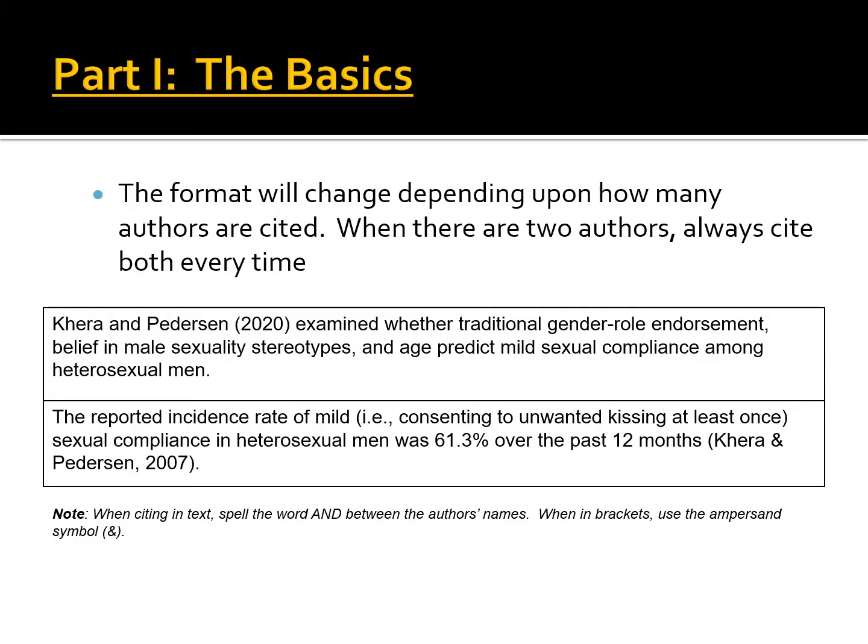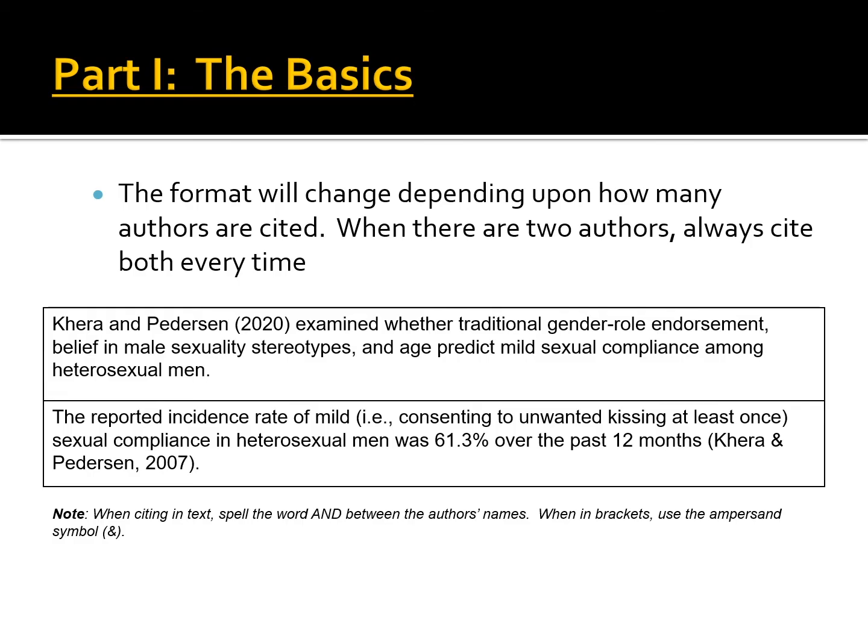So in this case, with two authors, Kara and Pedersen, in brackets 2020, examined whether traditional gender role endorsement, belief in male sexuality stereotypes, and age predict mild sexual compliance among heterosexual men. And then in the second example, where you discuss the research finding first and then the authors, the reported incidence rate of mild, that is consenting to unwanted kissing at least once, sexual compliance in heterosexual men was 61.3% over the past 12 months. And then again, in brackets, both authors, Kara and Pedersen, a comma, and then the year and bracket.